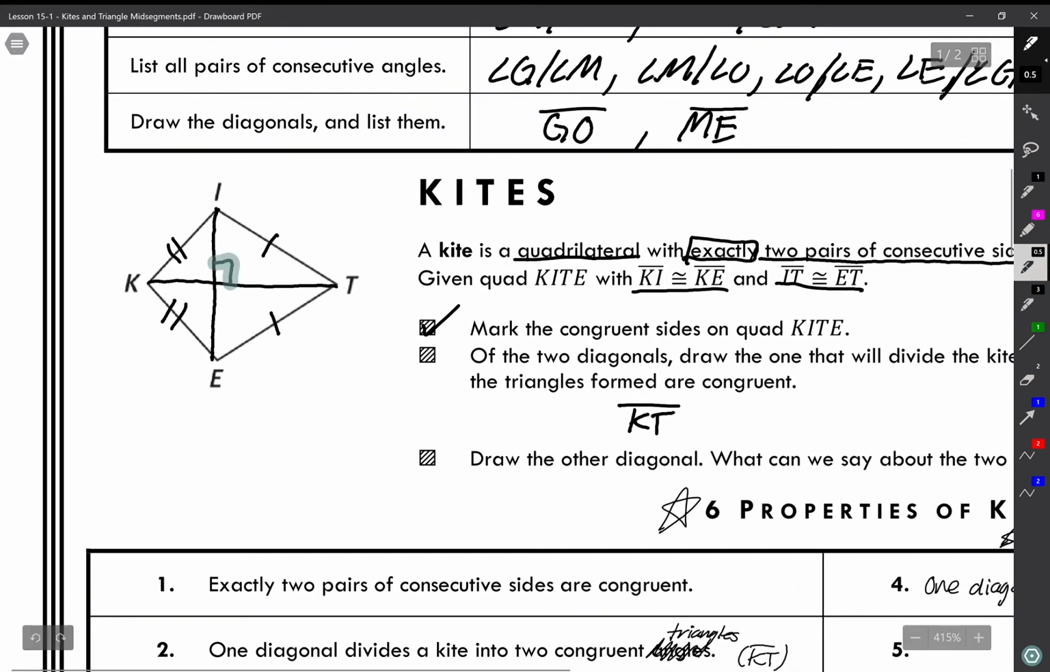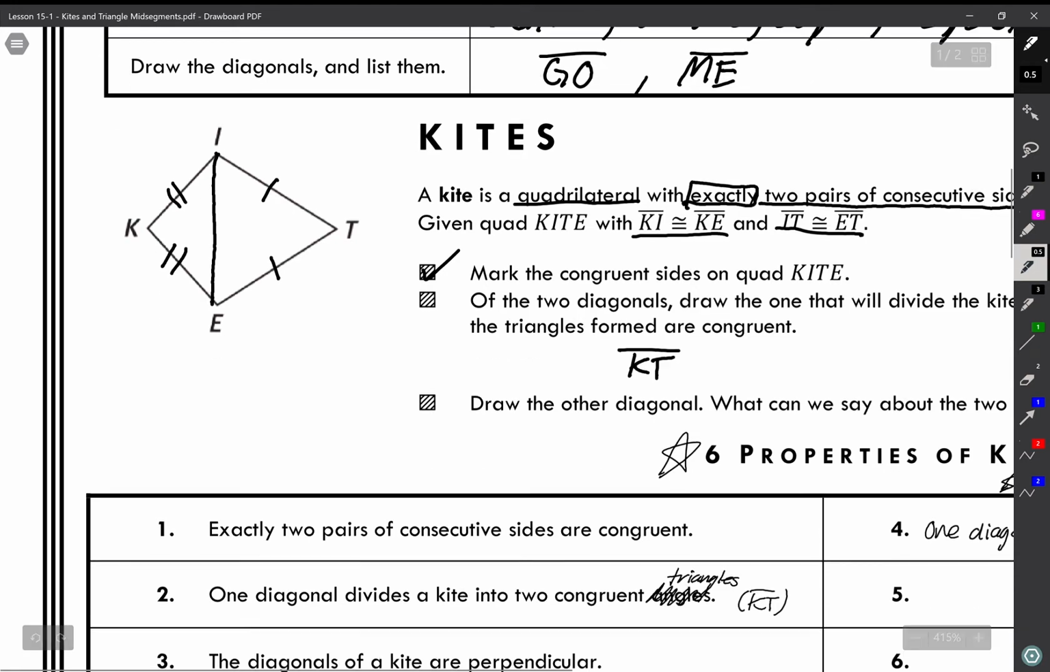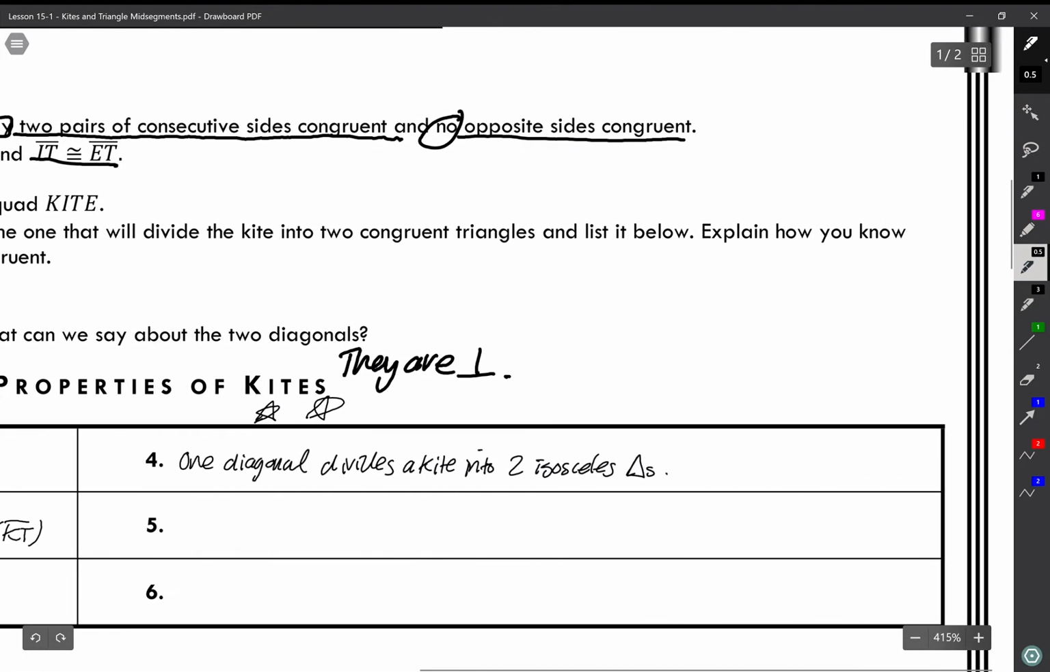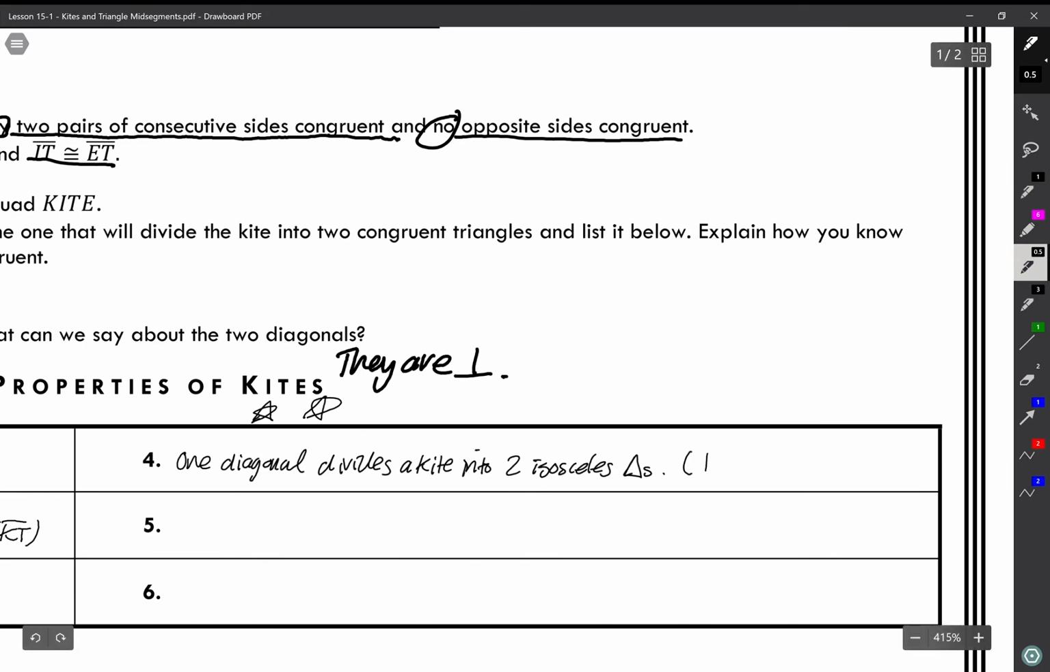How about we take a look at this diagonal? If I look at that one, I see obviously there are two isosceles triangles. Isosceles triangles are triangles which have two sides that are equal or congruent. This one on the right has two sides, which are these ones that have marks on them, and then the same for the left triangle. So we'll say that the diagonal that does this for us is diagonal IE. Remember that's a segment with a line over the top.